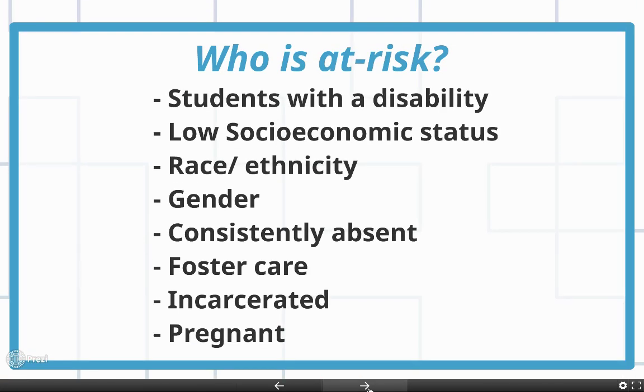Some examples of students who are at risk are students with a disability, including autism, any learning disorder, physical disorders, and more. Children in low socioeconomic status situations, including students who are homeless, students of color, boys tend to be more at risk, those students who are consistently absent or late, foster care students, incarcerated students, and students who are pregnant.